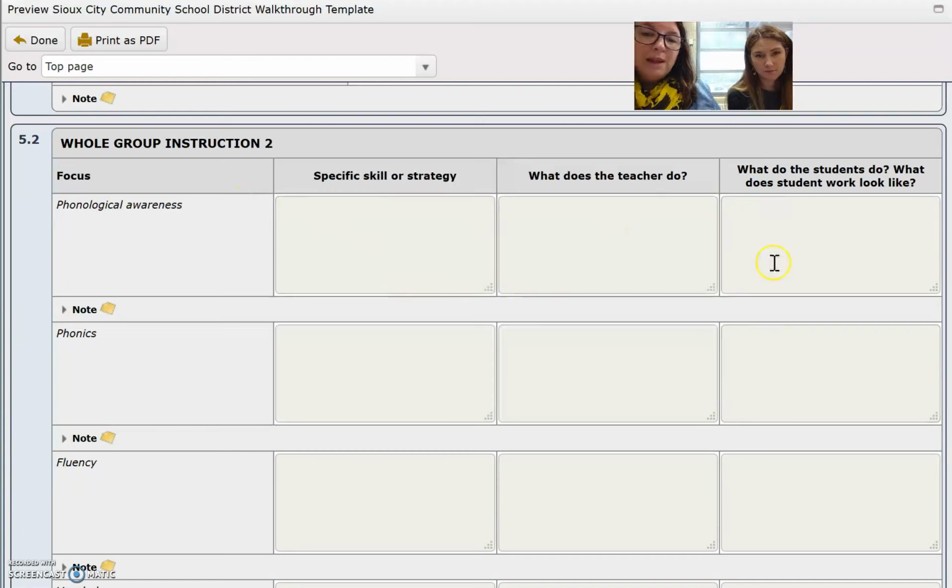These other cells might be completely blank. If they're not observed, we don't expect them to be filled in. And we certainly don't expect your whole group lesson to include all of these components because that would be overwhelming. Anything else to add? No.